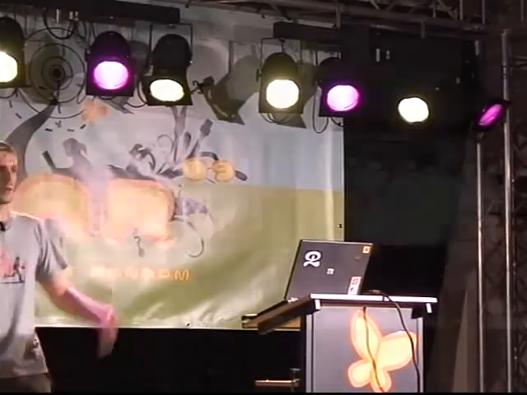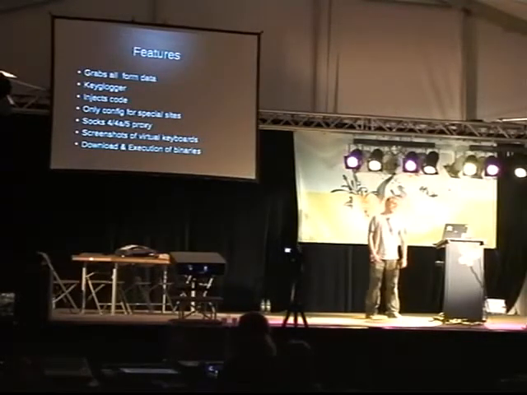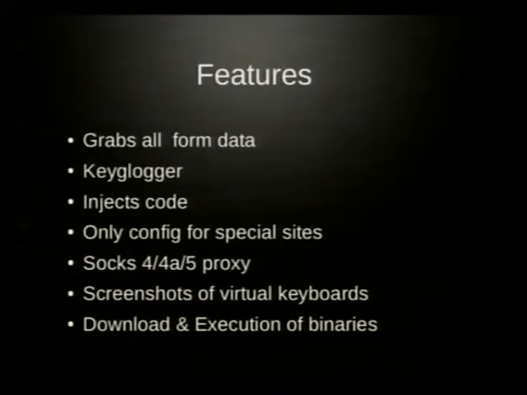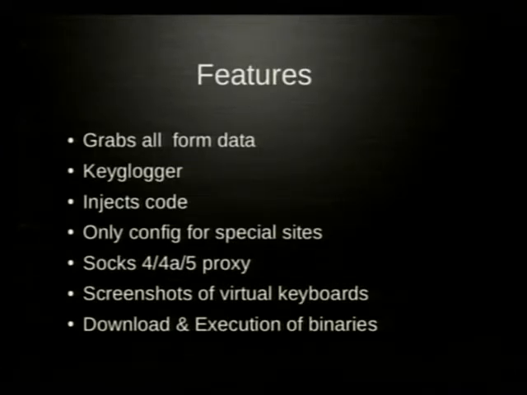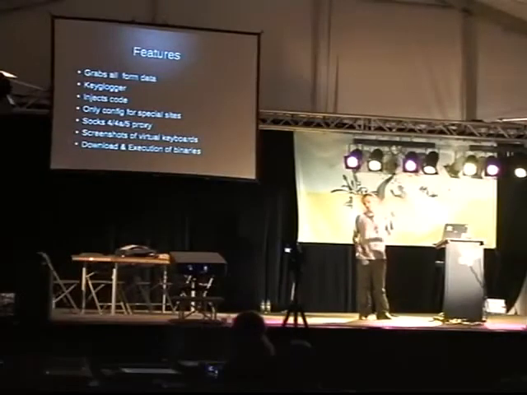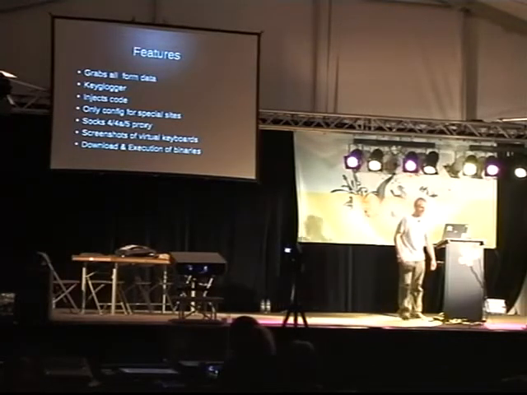So the features of ZeuS: it grabs all form data. So everything you put in your browser, it may collect, and it does, in fact. It has key logger functionality. It is able to inject code into the internet pages you see in your browser, and only needs a config for special sites. So if it needs to grab only form data, you don't need a special config. The special config is only for special sites which are more difficult for the Trojan to access the data, but we will look at that later when we come to the config.